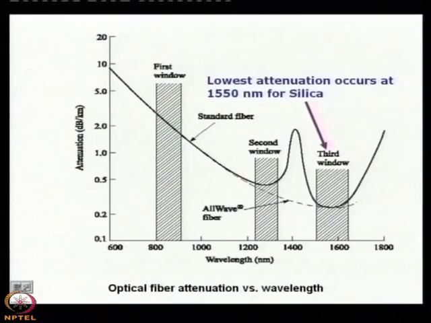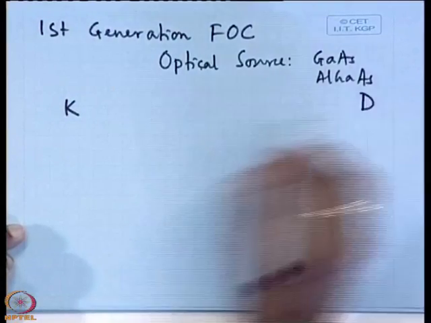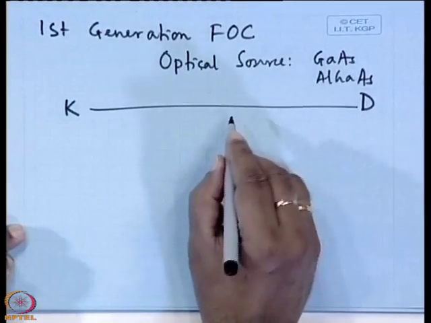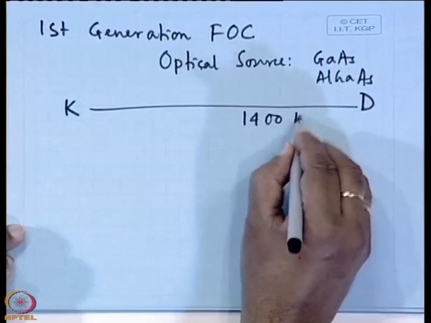Now, if we can reduce the attenuation, okay, so we have to use the second window or the third window. For the second window, the value is 0.5 decibel per kilometer, it is almost 1/4 of the first window value. So, now say this is Kharagpur and this is Delhi. What is the distance? 1400 or 1500, say 1400 kilometer.